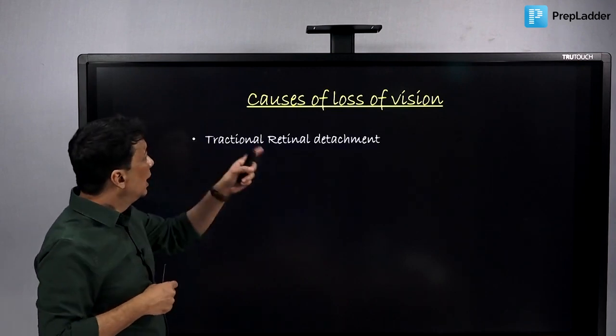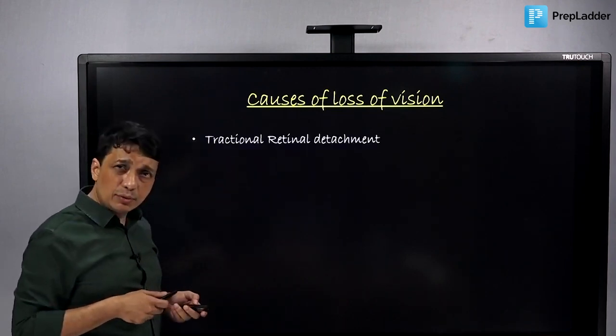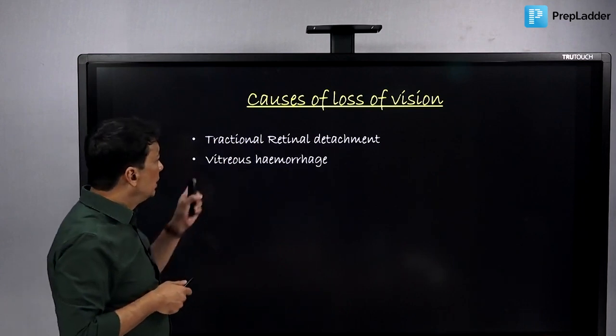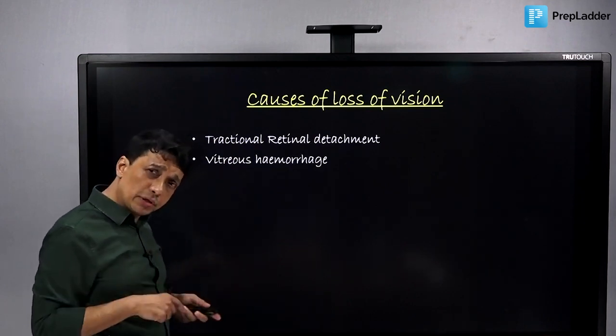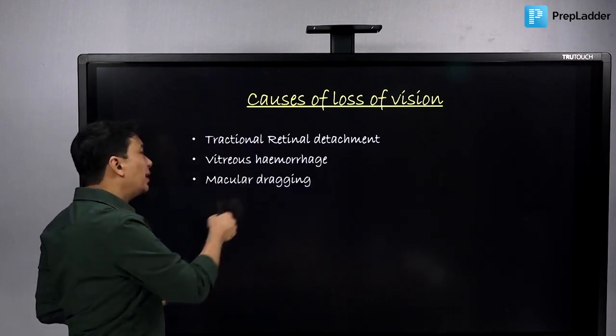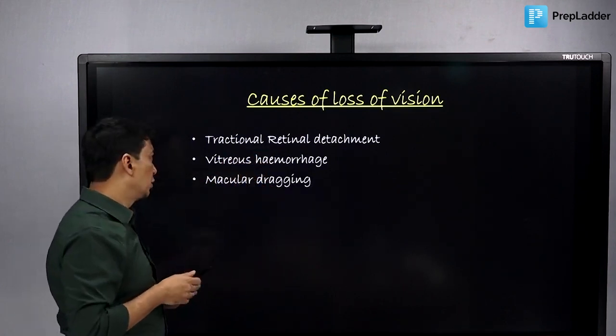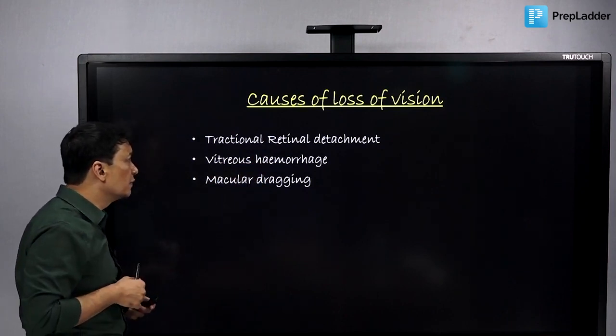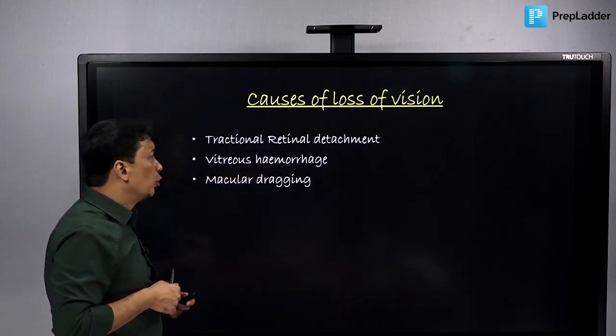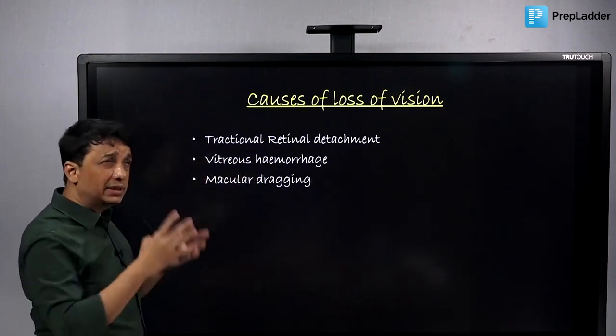So kindly remember, the loss of vision can be tractional retinal detachment, which is most often the cause, but you can have a vitreous hemorrhage, which may also cause loss of vision, and it may cause macular dragging. The new blood vessels can drag the macula off, causing loss of vision also. So, these are the three major causes of loss of vision in ROP, but the first is the most important. So, this is the basic pathology.